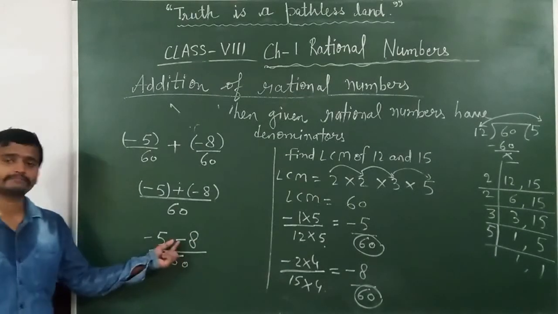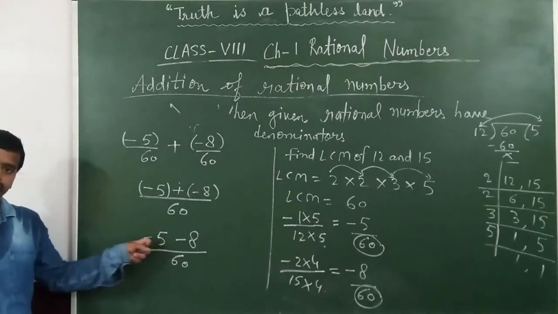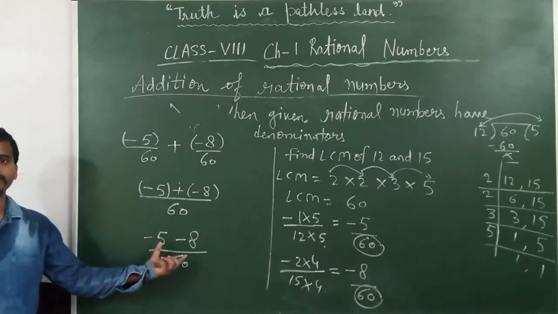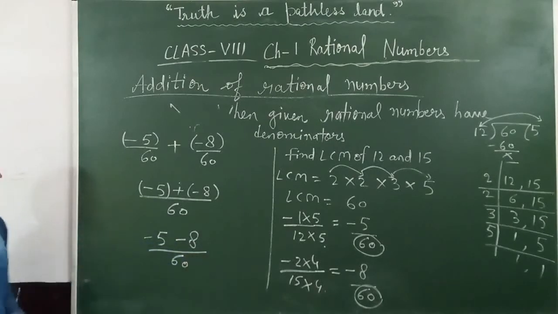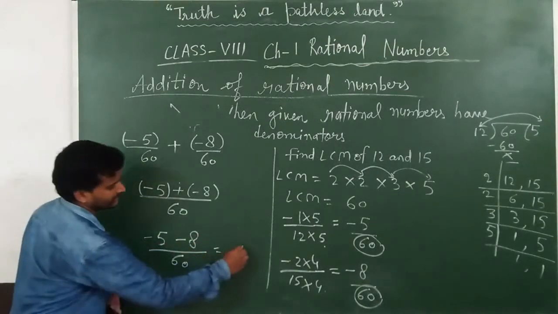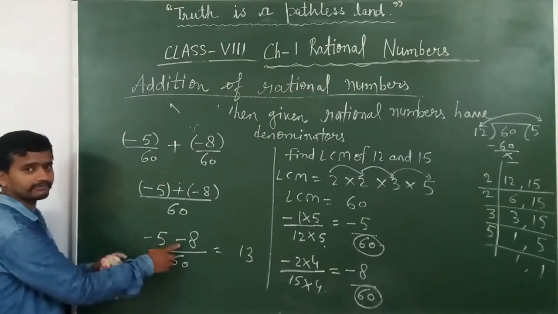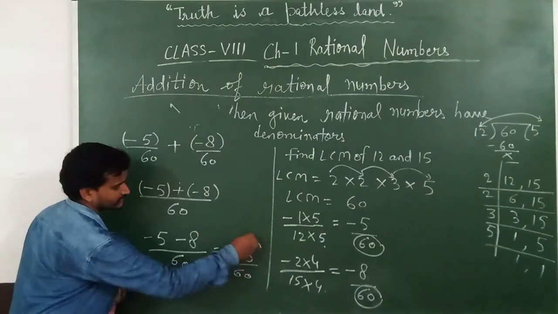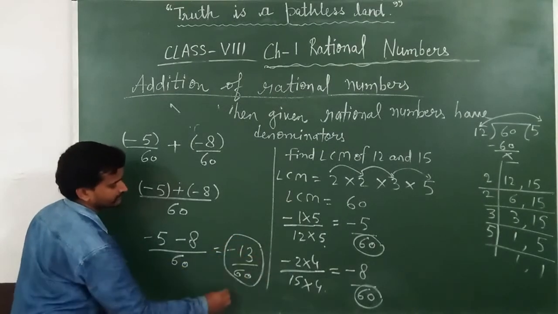Both are of same sign. Minus 5 is also a minus, 8 is also a minus. So we add the numbers and put the same sign. Minus 8 plus 5 is 13, and this is minus, so the answer is also minus. Minus 13 upon 60. So this is the answer.